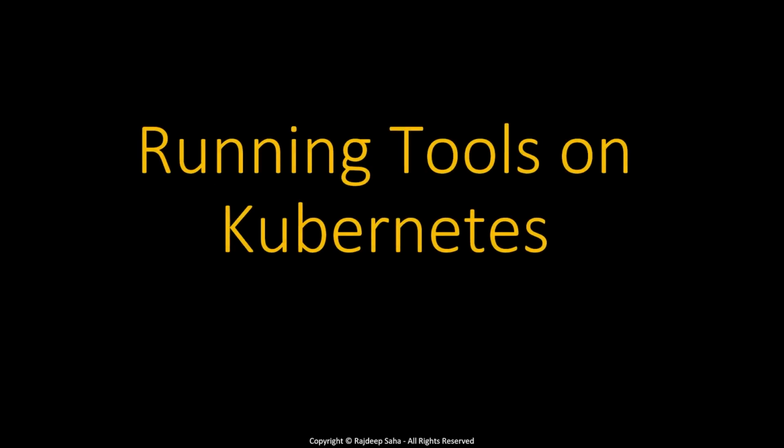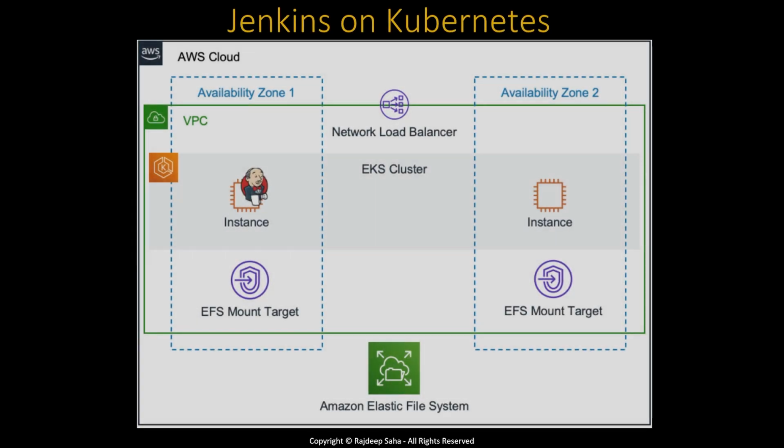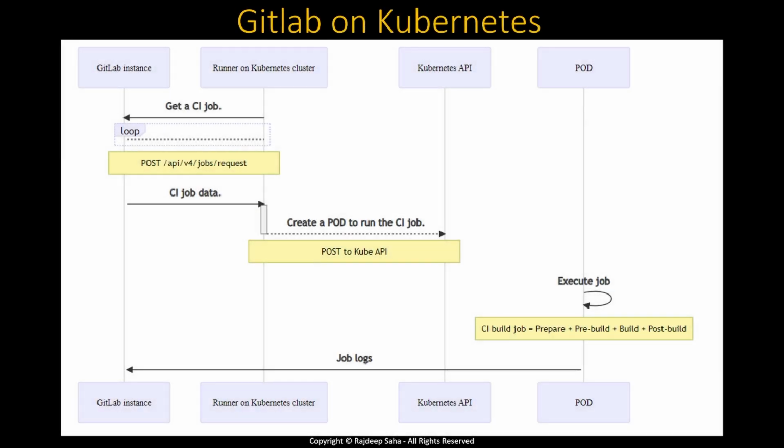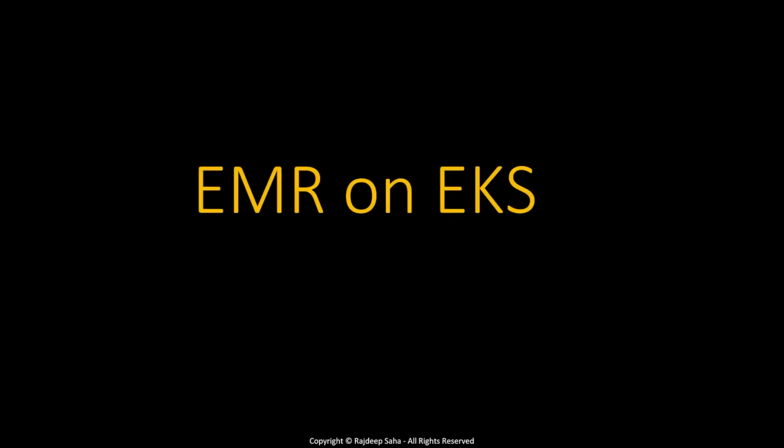So you can run a lot of tools on Kubernetes. This is getting very popular. One example is you can run Jenkins on a Kubernetes cluster. You can also run GitLab on Kubernetes. Currently, GitLab runners can run on top of Fargate, reducing cost and increasing efficiency even more. And another cool use case for Kubernetes is EMR on EKS.